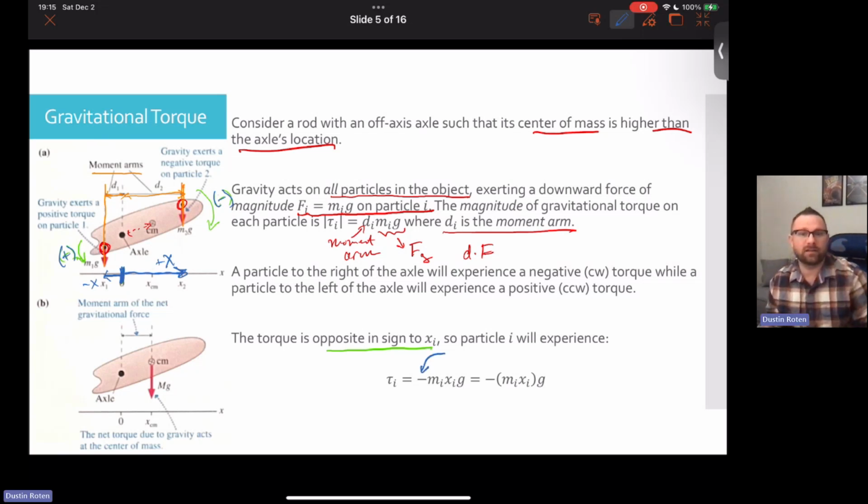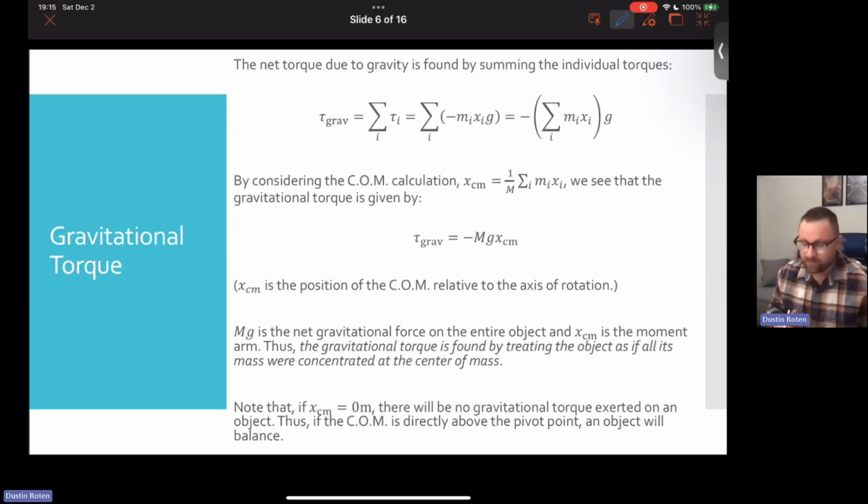Now we can actually calculate the torques on all of these particles that make up the one object. We just have to think about the physics of the situation to realize a negative sign belongs in there. If I group the individual particles here, I have this negative m_i x_i, and then multiplied by g. G is the same for all the particles. That was just for one of them, but I want to sum up all the particles that make up this object.